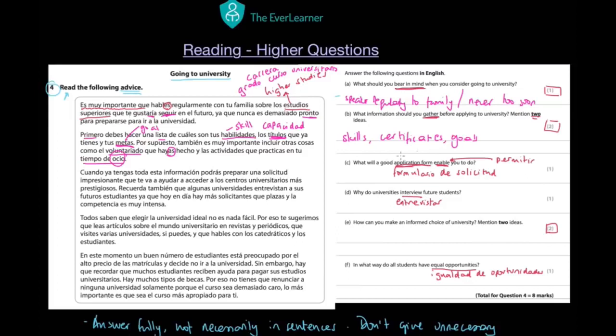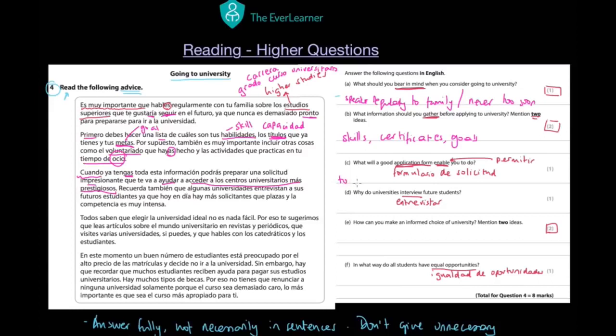What will a Google application enable you to do? Okay, cuando ya tengas toda esta información, once you've got this information, notice here, tengas, what we said about the cuando, when you already have this information, because this is something that's going to happen in the future. So this got subjunctive. Toda esta información podrás preparar una solicitud impresionante, impressive, que te va a ayudar, help, a acceder a los centros universitarios más prestigiosos. Acceder, to access, a los centros universitarios, university centers, más prestigiosos, more or most prestigious.